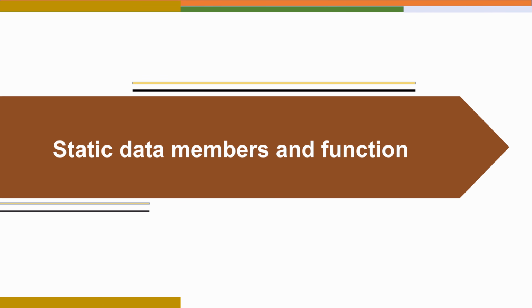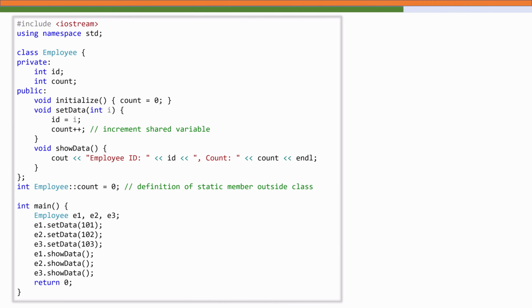Now let's talk about static data members. Normally every object of the class has its own copy of member variables, but sometimes we want one common variable that is shared among all the objects, for example, to count how many objects have been created. So suppose we have a class, say Employee, and we want to keep track of how many employees have been created.